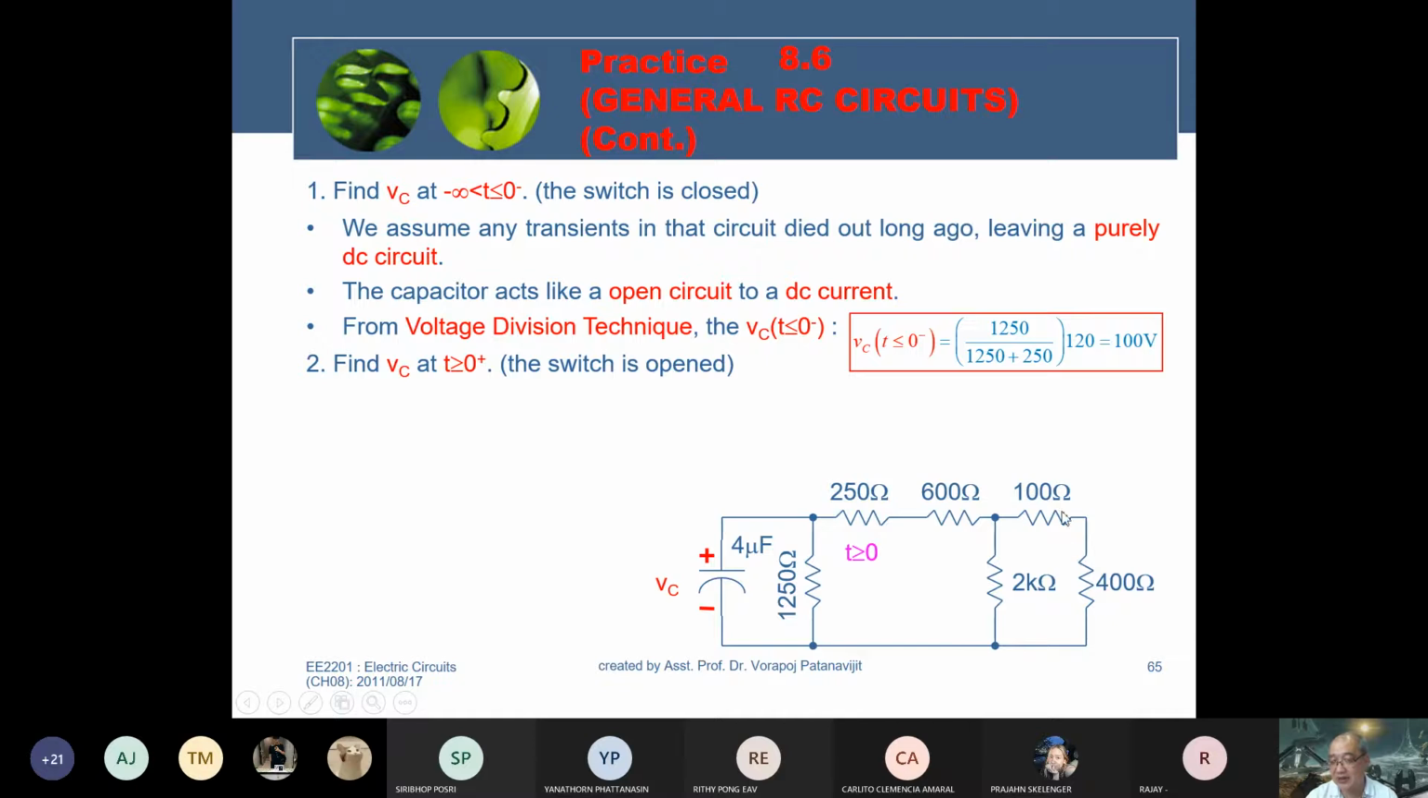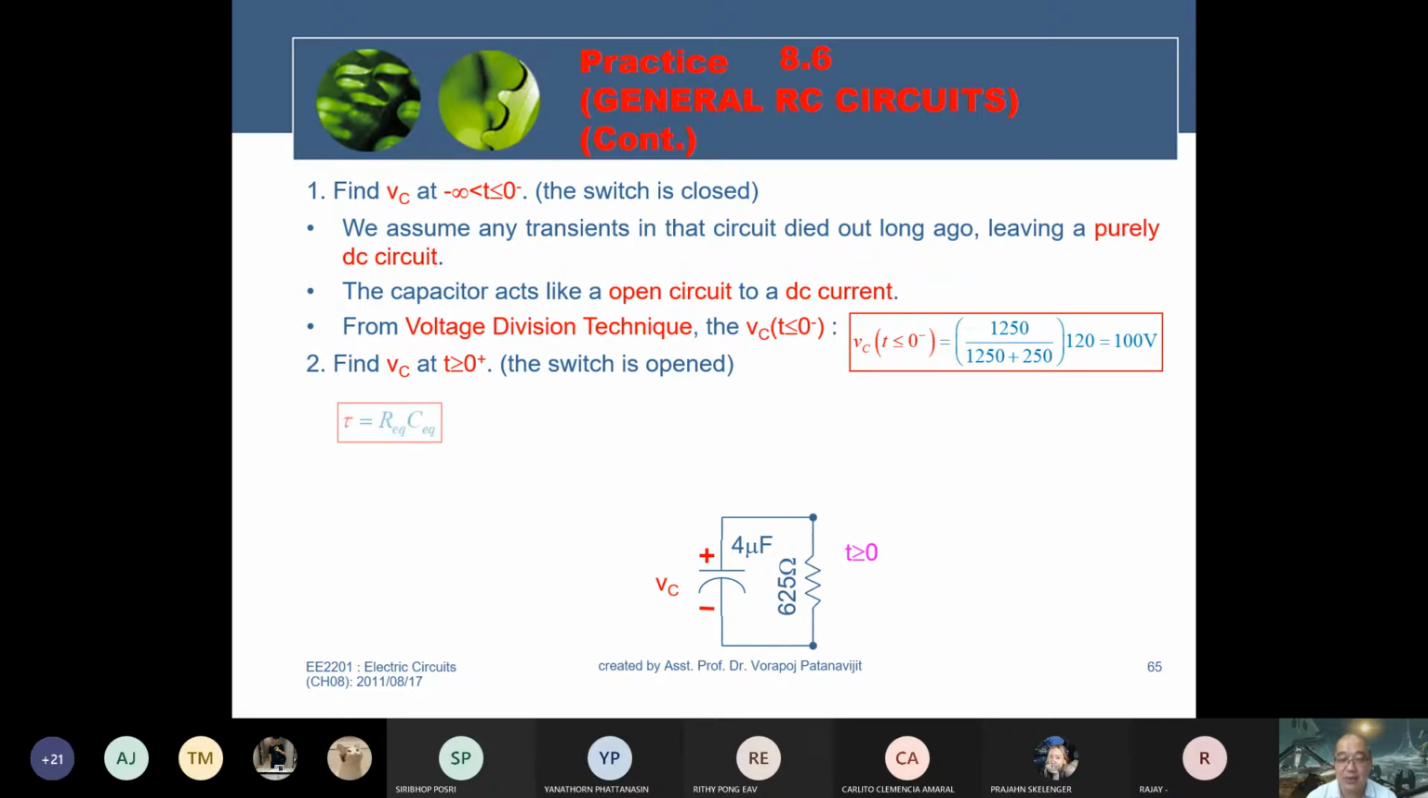Two of them will be connected in series, and after that you parallel with 2K. After you determine the equivalent of this, it will be in series with 250 ohm and 600 ohm, and the final result will be parallel with 1250 later. If you compute them correctly, the equivalent resistance will be 625. The equivalent capacitance is already equal to 4 microfarad.